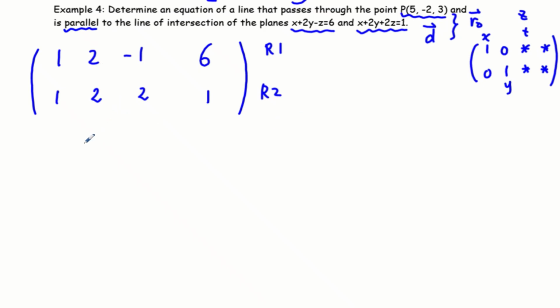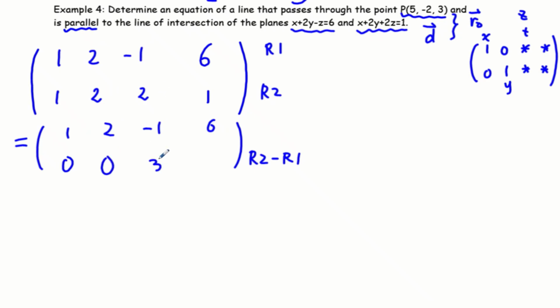So for this one, you will see it's interesting. If R2 minus R1, then we keep this one 0. It means R2 needs to minus R1. From here, minus z is 0. 2 minus 2, 0. 2 minus negative 1 is 3. 1 minus 6 is negative 5.